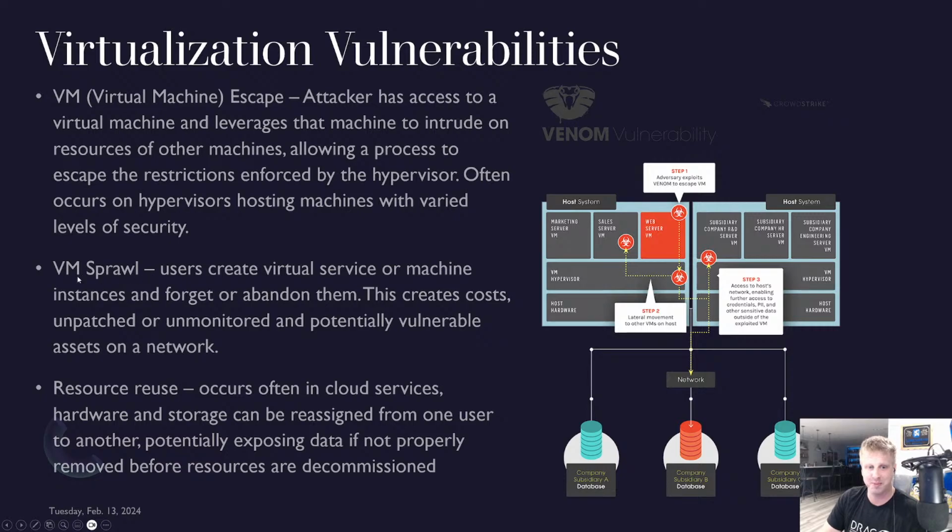VM sprawl, you'll kind of hear this get tied in with shadow IT. So essentially, users creating their own services or machines and then forgetting about them. So going and spinning up a machine on AWS and then just letting it sit there and run away. And it creates unexpected costs, because you have this machine just sitting out there running processor time, running storage. And if somebody forgets about it and it's not logged into your configuration database, that server is going to sit there unpatched. Nobody's monitoring it. And it leaves a foothold for an attacker to get onto your network.